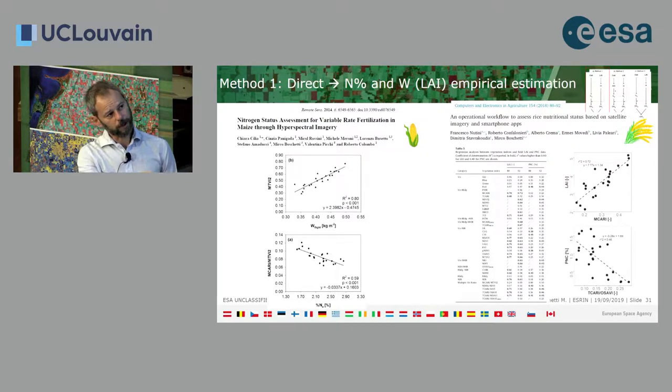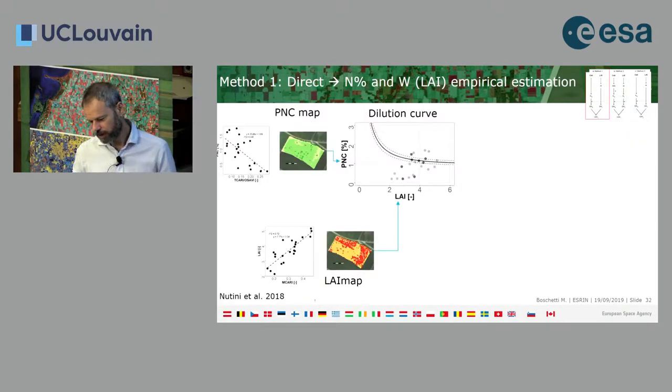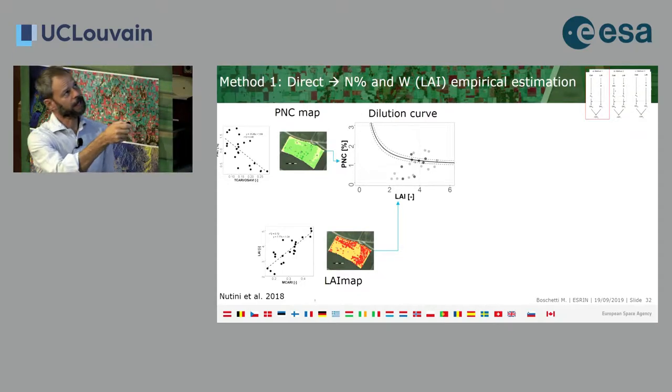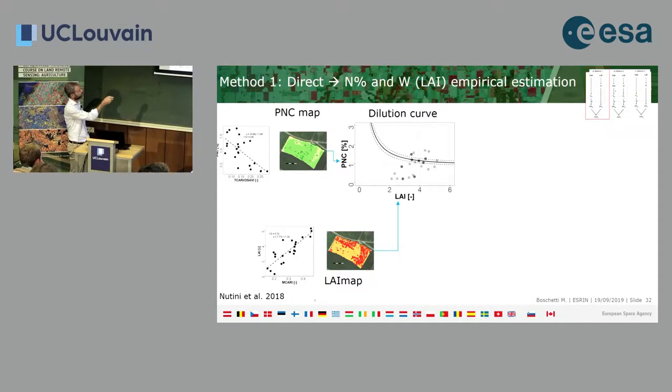So when you develop those for your particular crop, this is the effort that you have to do with your experimental data. Once you did it, you have your nice equation, and then you can exploit the equation in this way. I can make a map of leaf area index. So this is how leaf area index varies in the field.